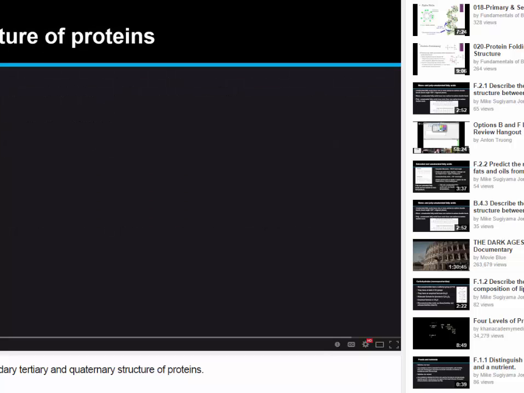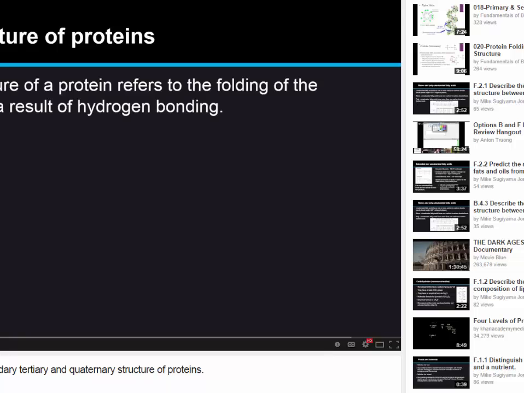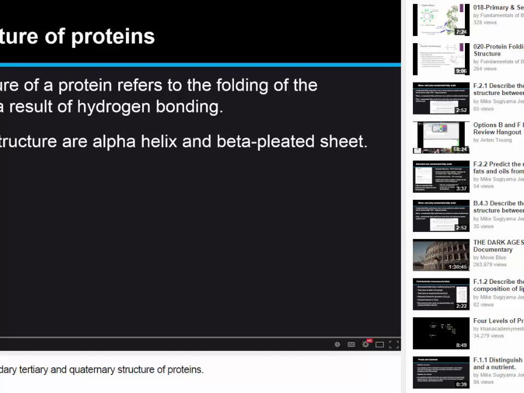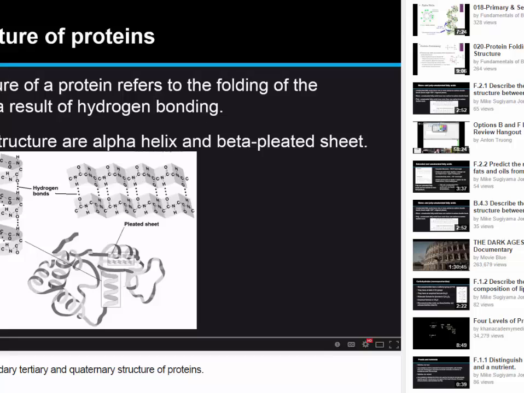So next we have the secondary structure of proteins. The secondary structure of a protein refers to the folding of the polypeptide chain as a result of hydrogen bonding. The two main types of structure are the alpha helix and the beta pleated sheet. On the left here we have the alpha helix structure, and we have a hydrogen bond between this oxygen and this hydrogen atom. On the right we have the hydrogen bond in the beta pleated sheet between this hydrogen and this oxygen atom.